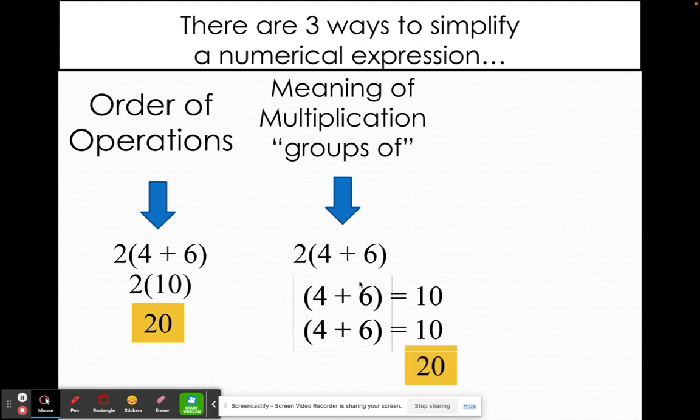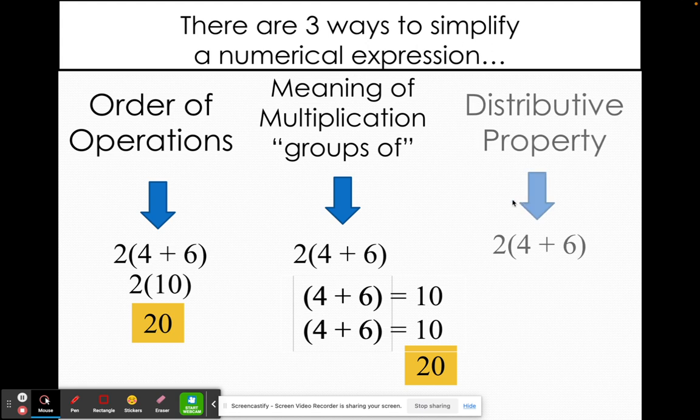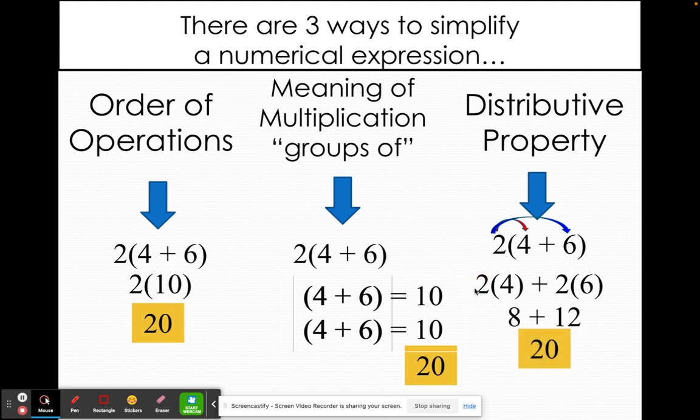I don't know why I would ever do that. And lastly, we can use the distributive property. If you remember the distributive property from 6th and 7th grade, we called it feeding the birds. You can multiply 2 times 4, get 8, and 2 times 6, and get 12. Then 8 plus 12 will give you 20.